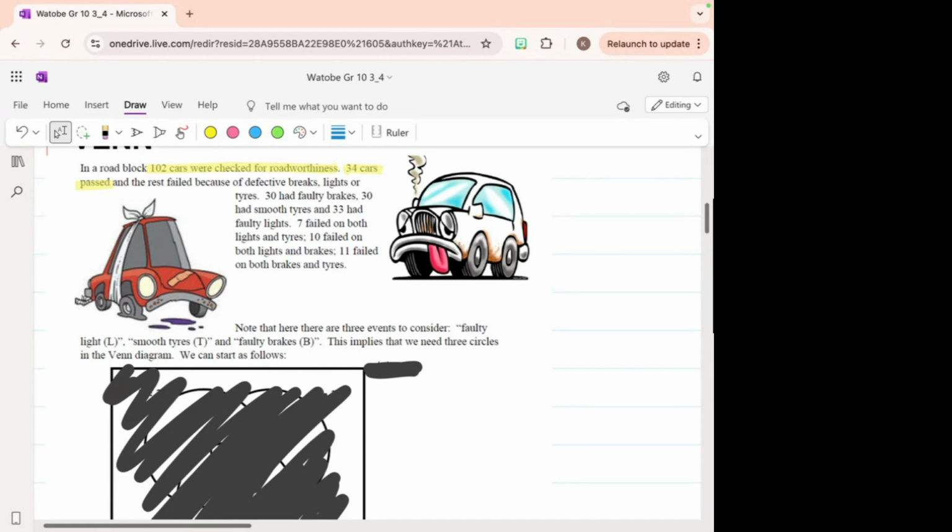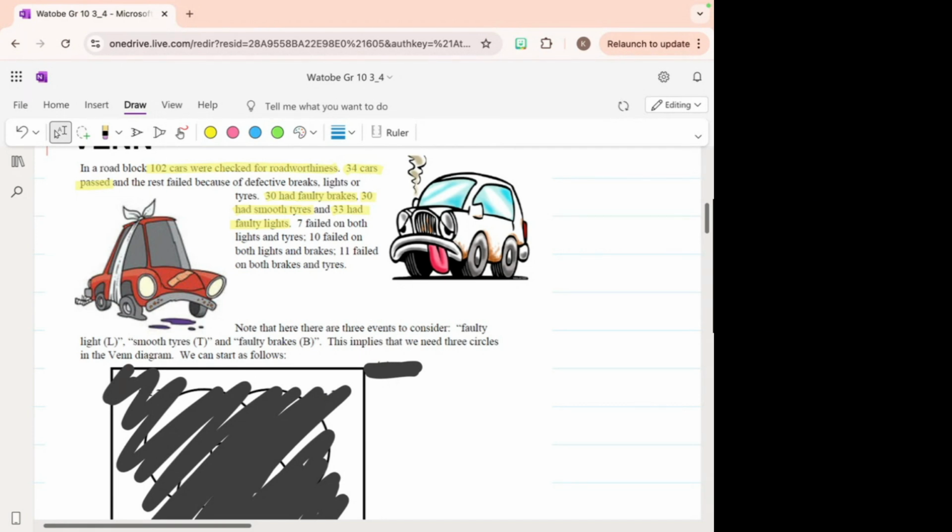So guys, we've got 3 different ways that people can fail according to the roadworthiness of their car. So roadworthiness, the ability to drive it, if it's okay on the road, that kind of thing. Okay. 30 had faulty brakes. Cool. 30 had smooth tires. All right. And 33 had faulty lights. Cool.